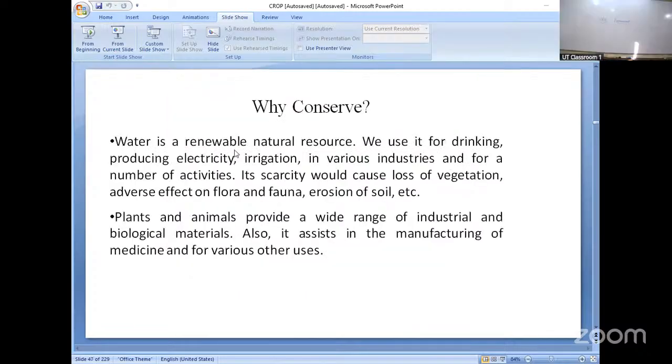Now, what is the use of conserving all these? Let us first discuss water. Water, as you know, is a natural source. We use it for drinking, producing electricity, for irrigation, and in industries, and for plants and animals. So for all these purposes, water is very important. So we should conserve water. We should use water judiciously.